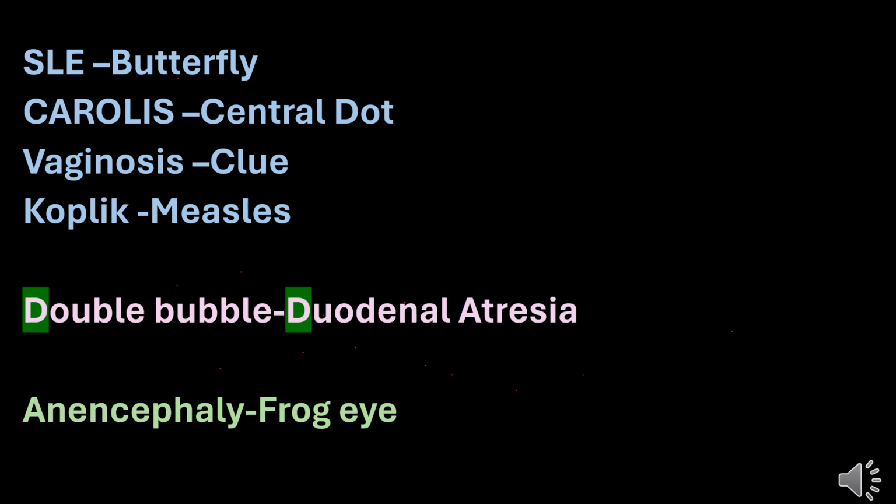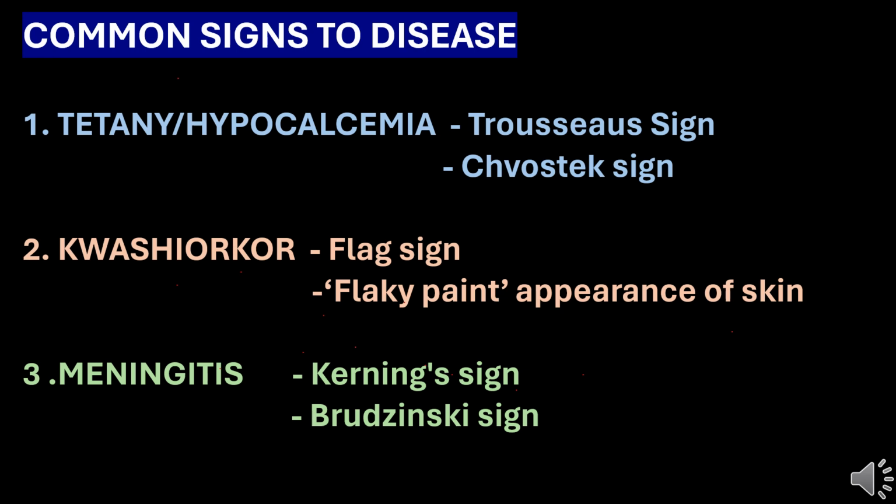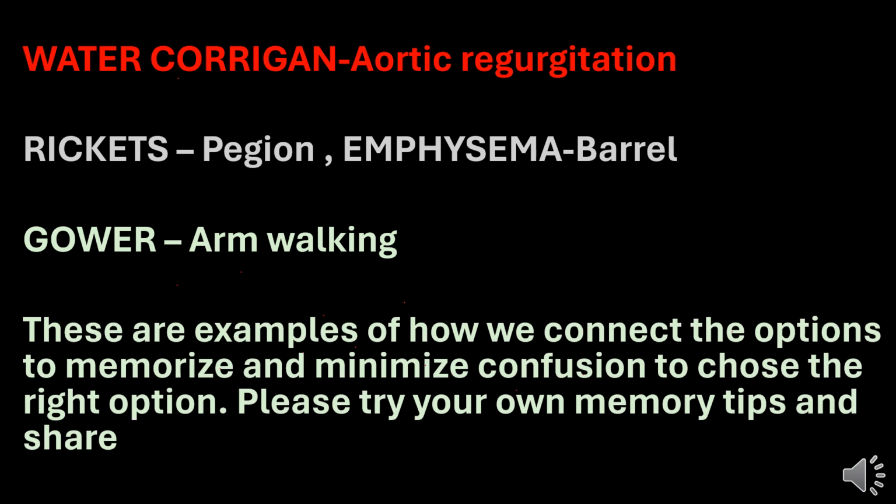Anencephaly, frog eye. Now let us see some common signs of the diseases. First one is tetany or hypocalcemia. In this case, both the Trousseau sign and Chvostek sign are seen. Second is kwashiorkor, in which flag sign and flaky paint appearance of skin are seen. Third one is meningitis. In this, Kernig sign and Brudzinski sign are seen. Next memory tip is water Corrigan aortic regurgitation. That means water hammer pulse and Corrigan pulse are seen in aortic regurgitation. Rickets pigeon, emphysema barrel, Gowers arm walking. In rickets pigeon chest, in emphysema barrel chest, and in Gowers sign, arm walking is seen.